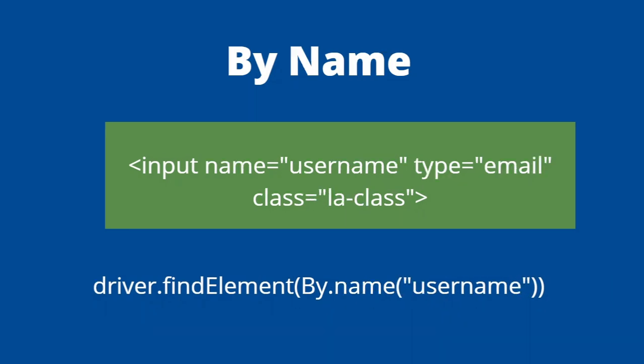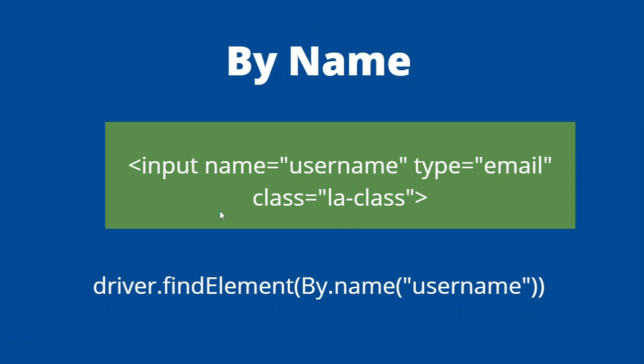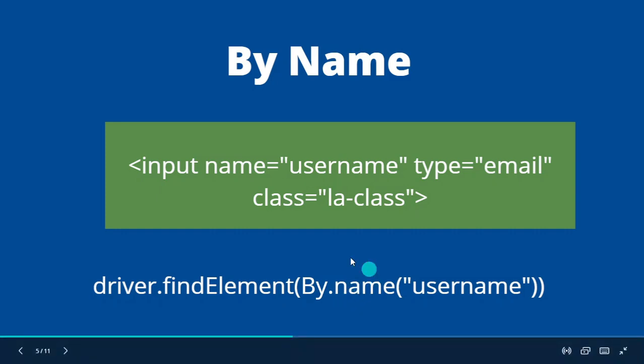And the next technique is by using the name attribute. So for a particular web element, if we have got the name attribute defined, we can use that name attribute to find that web element. So what we need to do is just write by.name and give the value of the name attribute.